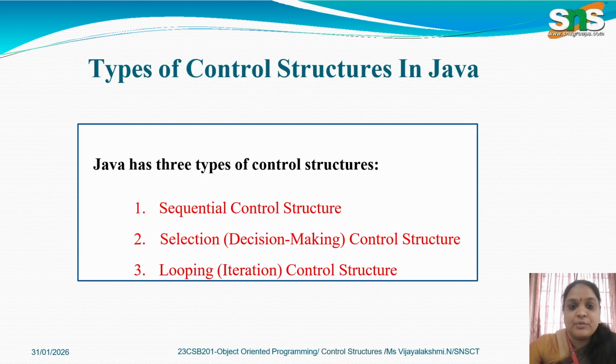Next we are going to see about the types here. The first thing is sequential control structure, the second one is selection control structure, and the last one is called looping control structure.